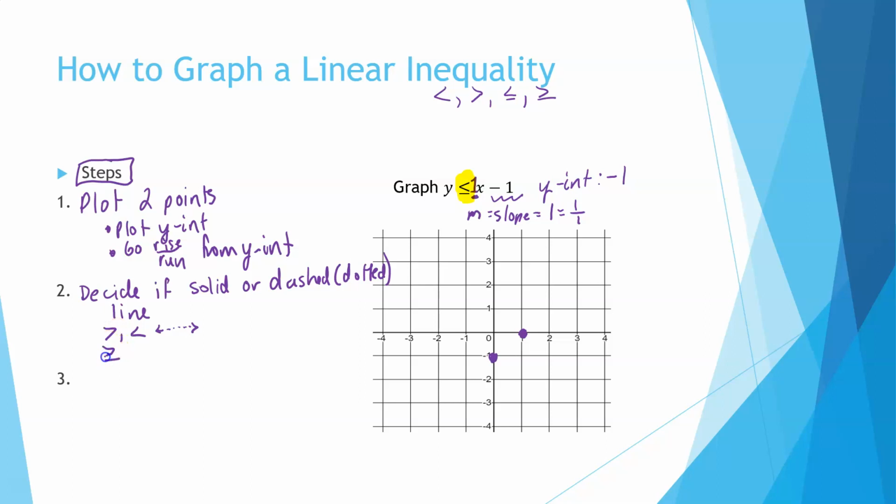If it's greater than or equal to, or less than or equal to, then you're going to graph a solid line, just like you would if it's an equation, because that line is part of your solution. So in this example, when I look back here for step 2, it was a less than or equal to, which means I need a solid line.